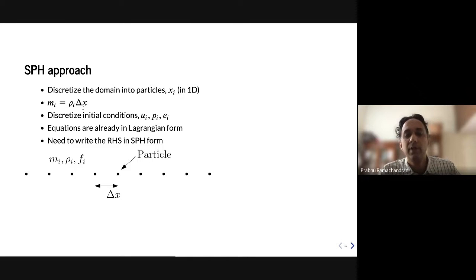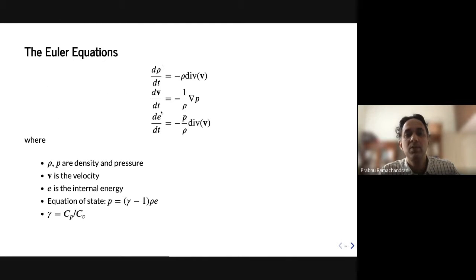And now we already have these equations. If you remember, these equations are all written in Lagrangian form. So in fact, this is the first step if you're going to think about using SPH. If you have your differential equations, what you're looking to do is rewrite those differential equations first in Lagrangian form. And then you go ahead and discretize it. That's the first step.